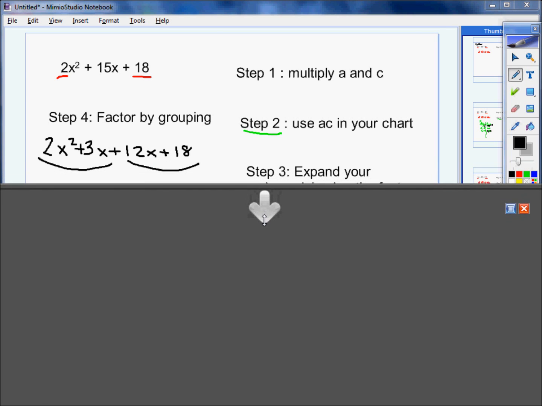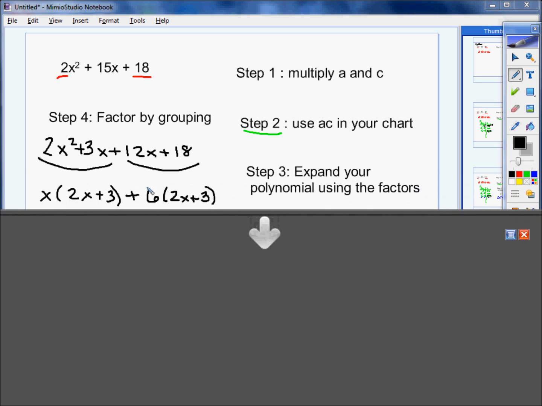So when you bring that apart, x comes out of the first 2 terms. X times 2x gives you 2x squared. X times 3 gives you 3x. So you're factoring it by grouping. And then here, 6 will come out of the 12, and 6 will come out of the 18. And we're happy when these match, right? Yes. Okay? Because who remembers what comes next once they match? You simplify: x plus 6 times 2x plus 3.